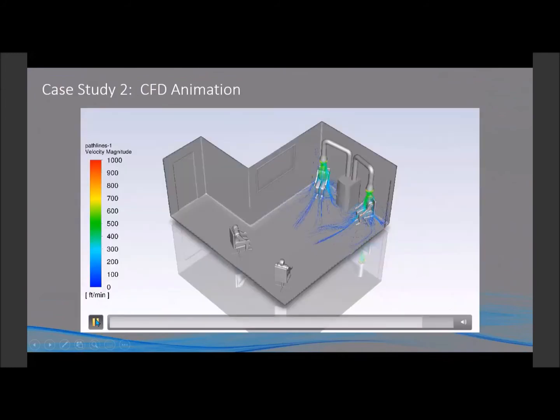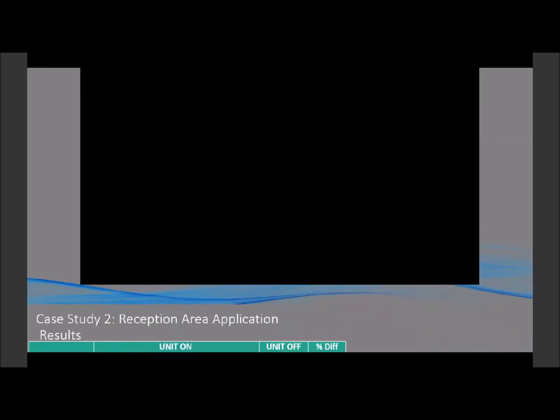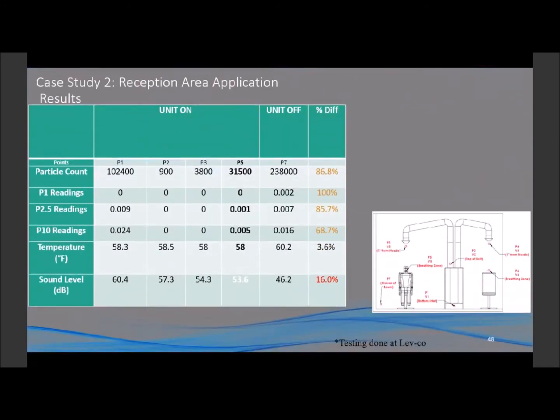This is a simple little CFD just showing very quickly how that air rolls through the breathing zone. Here's some of the reductions. You can see the total particle count went down by 86%. PM1, there wasn't a lot in the facility in the first place, but it was reduced to 0. 2.5, the large reduction. 10, 68%. So some really good stuff. Obviously, it was noisier than before, but people were quite happy with it.